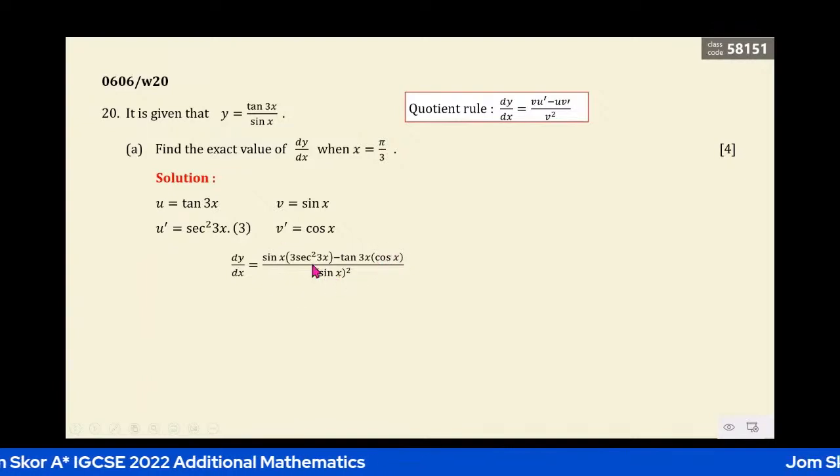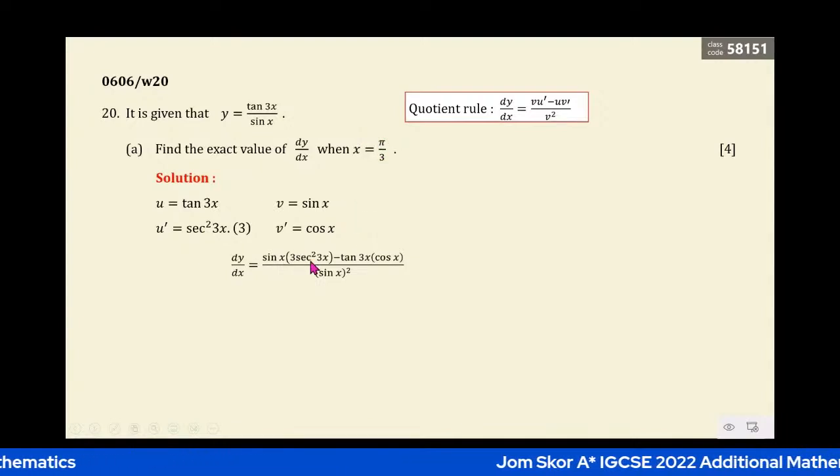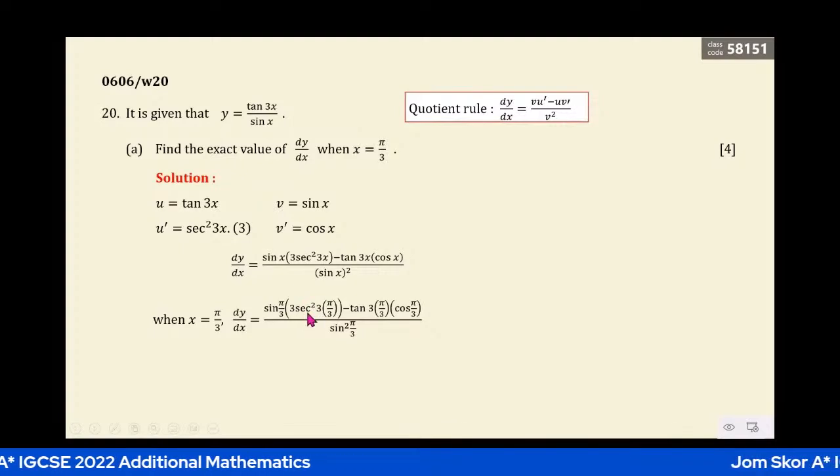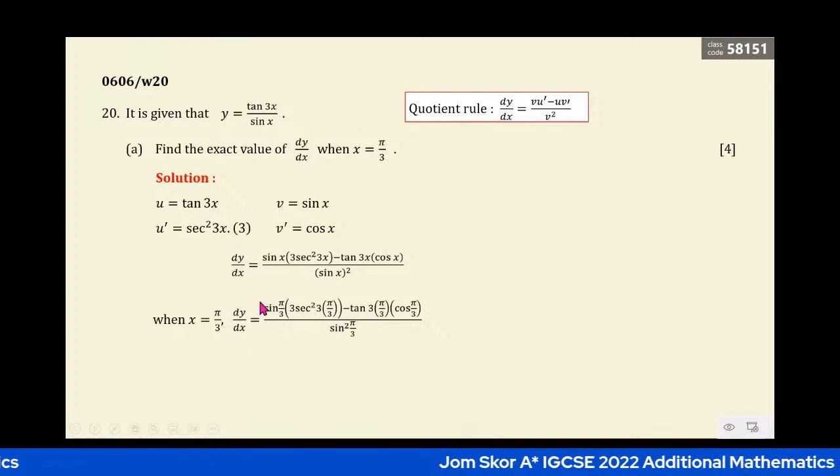Okay, next. Kita nak ganti x is pi over 3. Tapi kat sini kita ada secant. Okay, bila kita ada secant, ganti dulu dalam secant pun boleh ataupun you all nak tukar dia terus kepada cos, because secant is a reciprocal of cos. Okay, so teacher buat kat sini. So I substitute first into the secant.